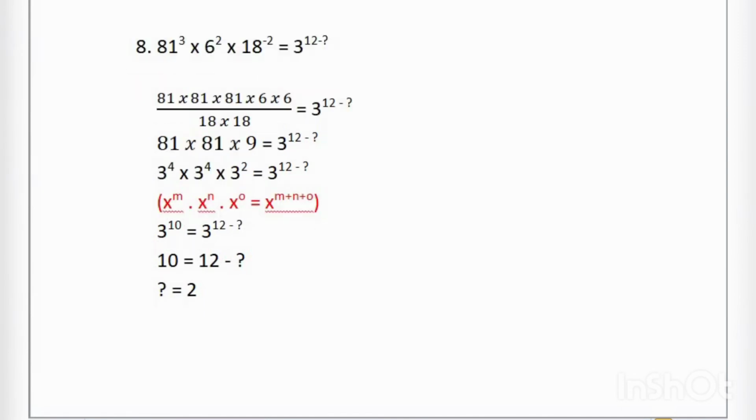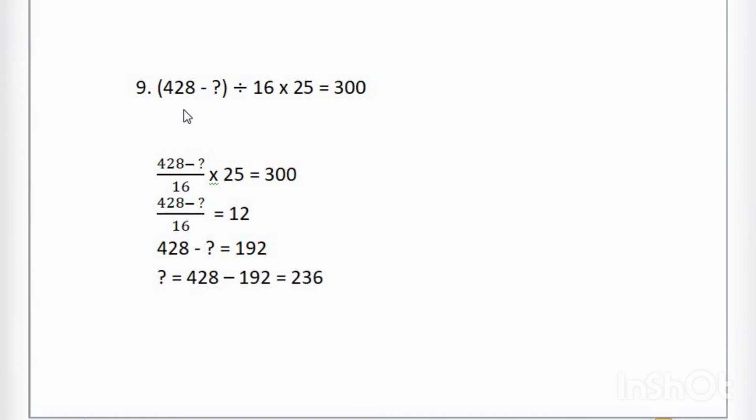We know the exponential property x raised to m into x raised to n into x raised to o equal to x raised to m plus n plus o. So here x is 3, m is 4, n is 4 and o is 2. So here 3 raised to 4 into 3 raised to 4 into 3 raised to 2 can be written as 3 raised to 4 plus 4 plus 2. It is 10. So 3 raised to 10 equal to 3 raised to 12 minus question mark. And here LHS and RHS the number is same. So their exponential terms must also be same. That is 10 equal to 12 minus question mark. From there we will get question mark or the unknown number as 2. So the answer is 2.